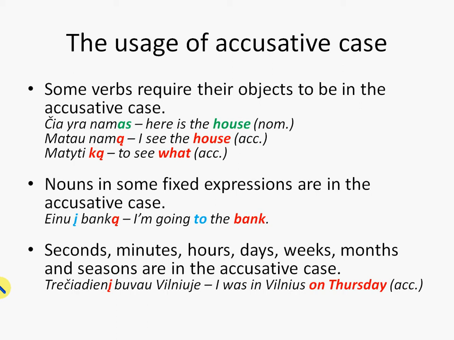So some verbs require their objects to be in this case. For example, čia yra namas. Here is the house. Namas is in its nominative case because it's the subject of the sentence. Now, matau namą, I see the house. Namą is the object of this sentence. So you've got to use it in its accusative case, not in its nominative case. You never use the nominative case in this type of sentences. Matyti ką, to see what?